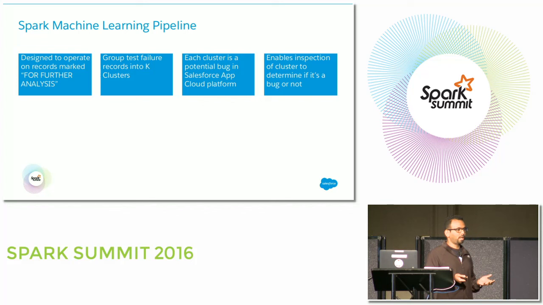And we also want to provide an easy way for our engineers to go and determine if such a cluster is a bug or not, and if it is a bug, assign it to the appropriate team. So that's the overall goal for the Spark ML pipeline. So let's see how we built it.